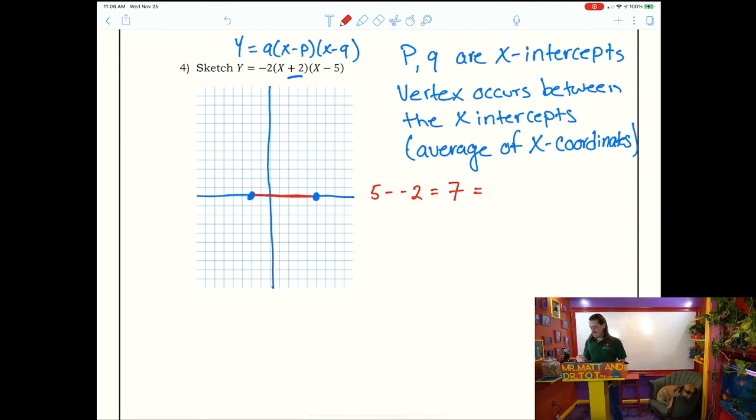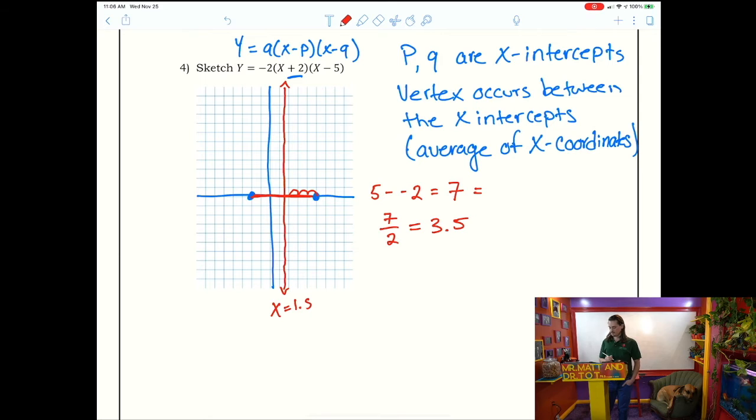So if I find the average, 7 divided by 2, and go 3.5 units in between these two points, I'll have the x-coordinate of the vertex. So if I go 1, 2, 3.5, this right here is the axis of symmetry. That's at x is equal to 1.5. So a little bit tricky, but this guy is right in the middle of the two intercepts.